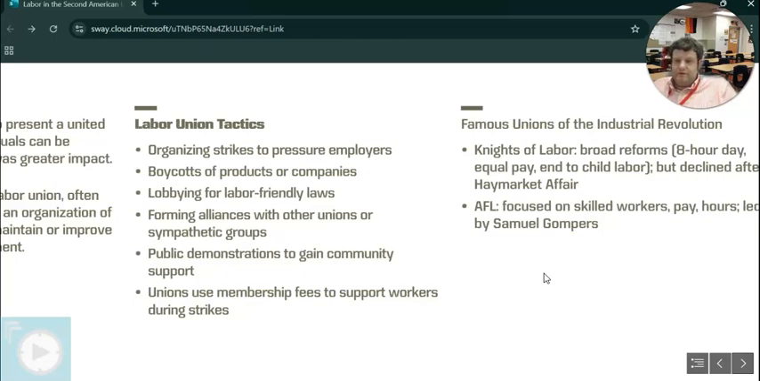Because remember, many of these workers are wage laborers. They only get paid for the time they're working. And so unions will often use membership fees to buy groceries, pay the rent, keep things going. Because strikes are more likely to work the longer they can run.